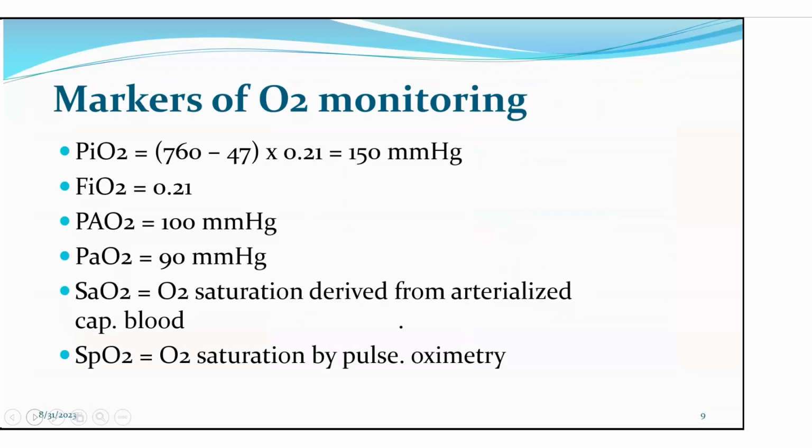These are some of the mathematics that can be done, and actually we can get it at 150 millimeters of mercury. We have fractional inspired oxygen, which is equal to 0.21. Partial oxygen pressures at 100 millimeters of mercury, and we have also the 90 millimeters of mercury. We have the saturation, which is derived from arterialization, that one that comes from the capillary blood, and also we have the SpO2, the saturation by the pulse oximetry.